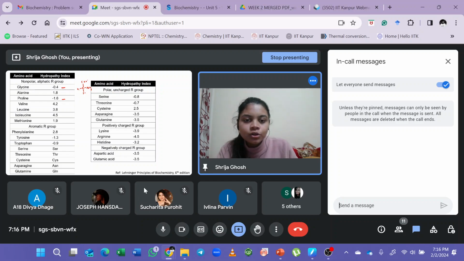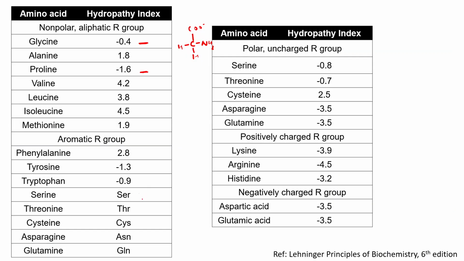Very good. So if the OH group is there, it is hydrophilic because it can make hydrogen bonds with water. And since it is hydrophilic, the hydropathy index would be negative. Okay, because for hydrophilic molecules, we have negative hydropathy index. So for serine, for threonine, cysteine, most of these amino acids will have a negative hydropathy index. Okay, I've written here the values. So serine, threonine, cysteine.